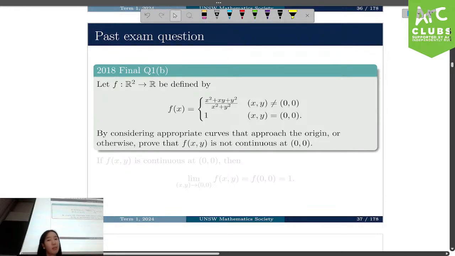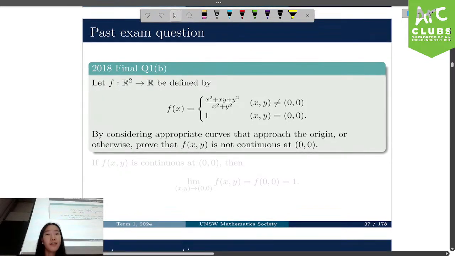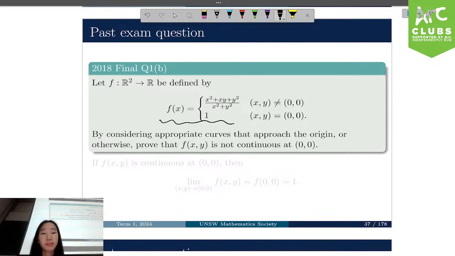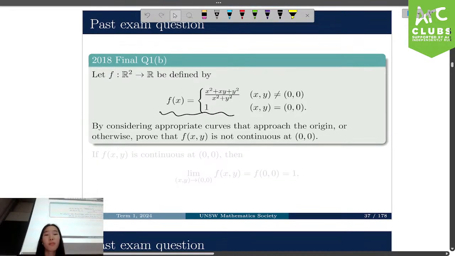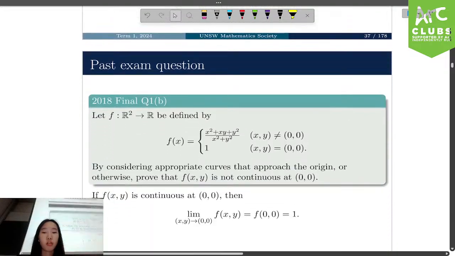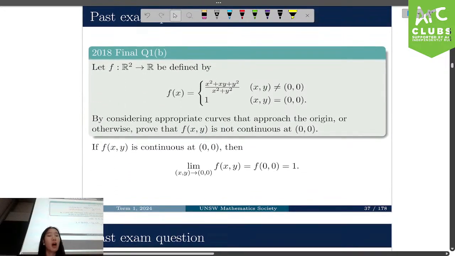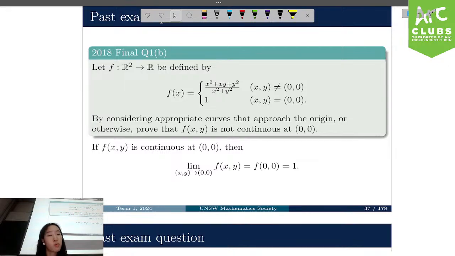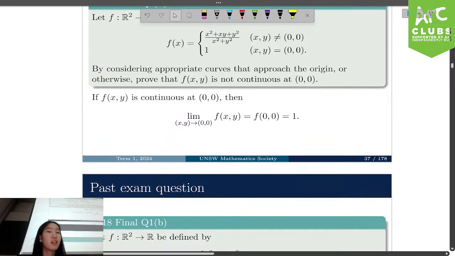So here's our past exam question. Let f be defined as follows. By considering appropriate curves that approach the origin, or otherwise, prove f(x, y) is not continuous at (0, 0). If f is continuous at (0, 0), then the limit as (x, y) approaches (0, 0) of f(x, y) has to be 1. But if we can find a curve approaching (0, 0) along which the value is not equal to 1, then the limit does not exist. That means our function is not continuous.